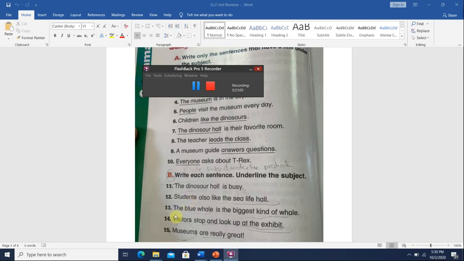Number 13, the blue whale is the biggest kind of whale. Who or what is the sentence about? The blue whale. Underline the blue whale. Number 14, visitors stop and look up at the exhibit. What is the subject? Visitors. Number 15, museums are really great. The subject would be museums.